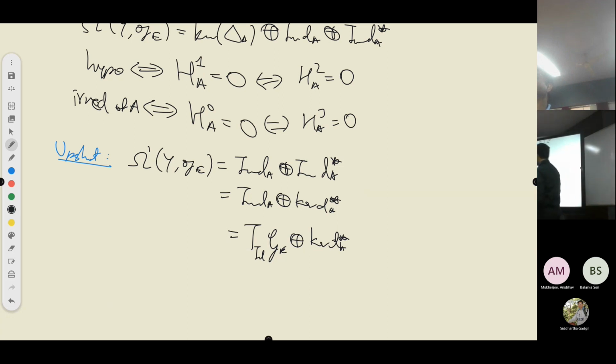What this gives us is that one-forms can be realized as the infinitesimal action of your gauge group. That's one component, and then there's an orthogonal component to it, which is the kernel of dA star. So this does two things for us. First of all, at the infinitesimal level, it tells us that the tangent space of the space of irreducible connections mod gauge is isomorphic to the kernel of dA star sitting inside.